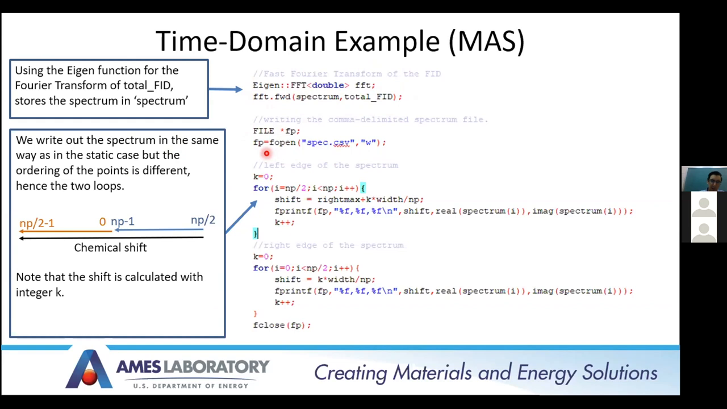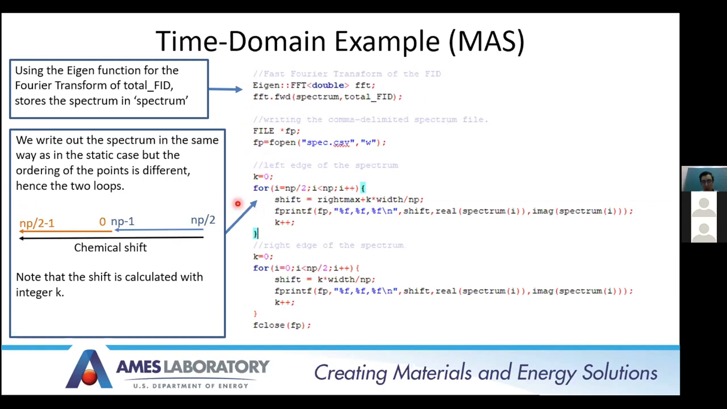This looks a little bit weird, but the reason is that when you do the Fourier transform, it orders the data points in a way that is different than you would think. The first data point in the spectrum is in the middle of the spectrum, and then they increase moving towards higher frequency. And when you reach NP over 2 minus 1, the next data point corresponds to the maximum right edge of the spectrum, the lowest frequency point, and then it moves towards the middle. That's just the way that it gets output when you use this function.